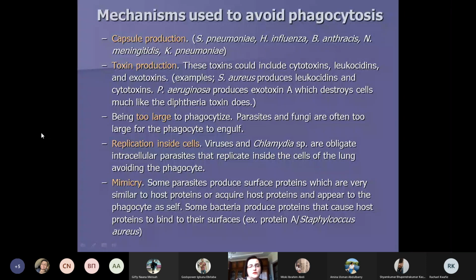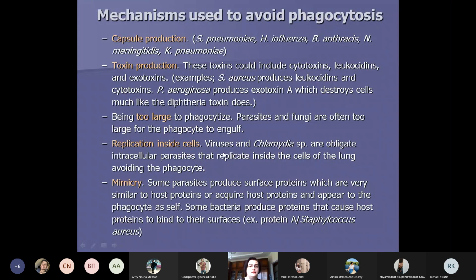Pseudomonas aeruginosa produces exotoxin A, which destroys cells much like the diphtheria toxin does. We will speak about diphtheria a little later, but remember that diphtheria also produces an exotoxin that can destroy the cells. That's why it leads to fibrosis and necrosis. Parasites and fungi are often too large for the phagocytes to engulf.